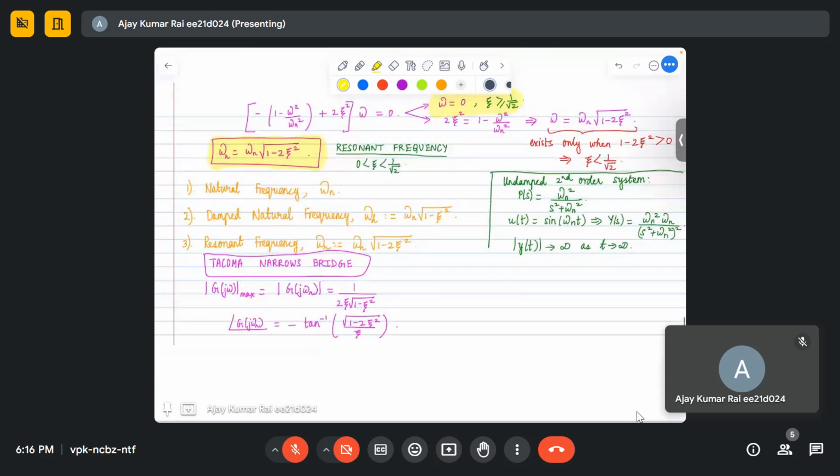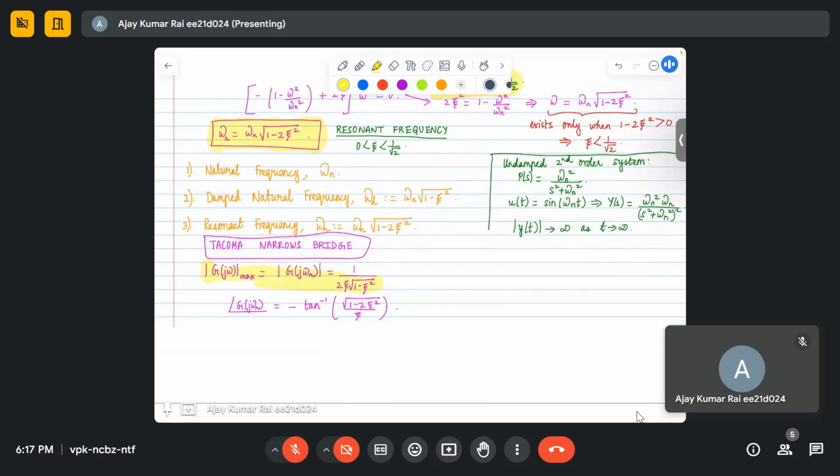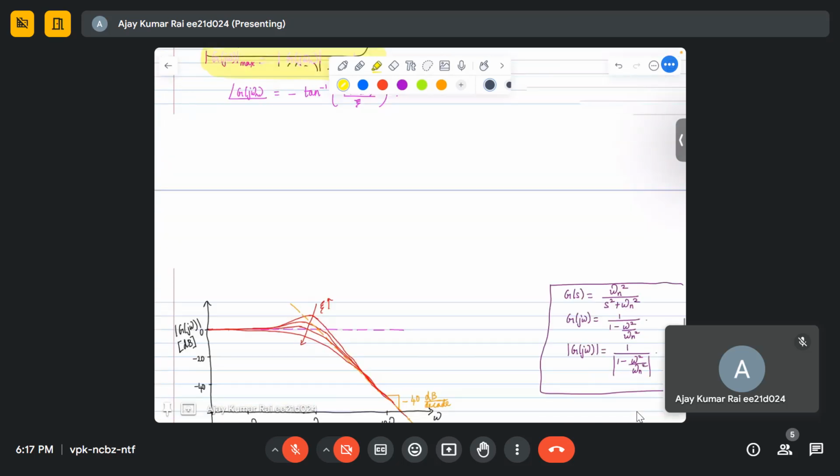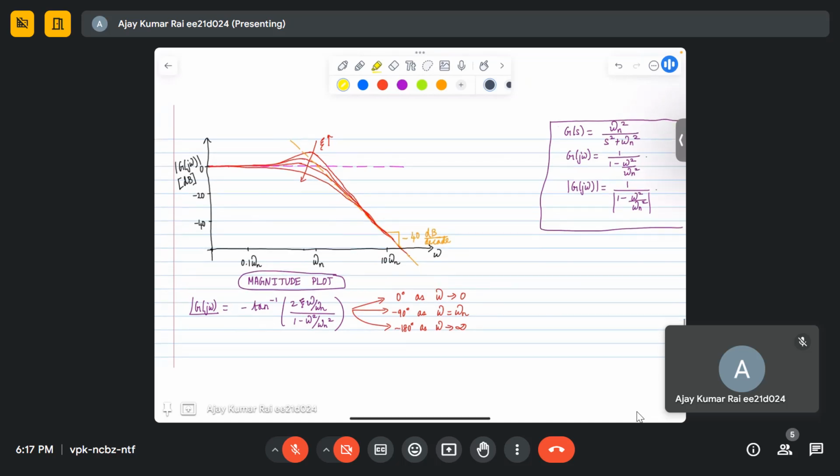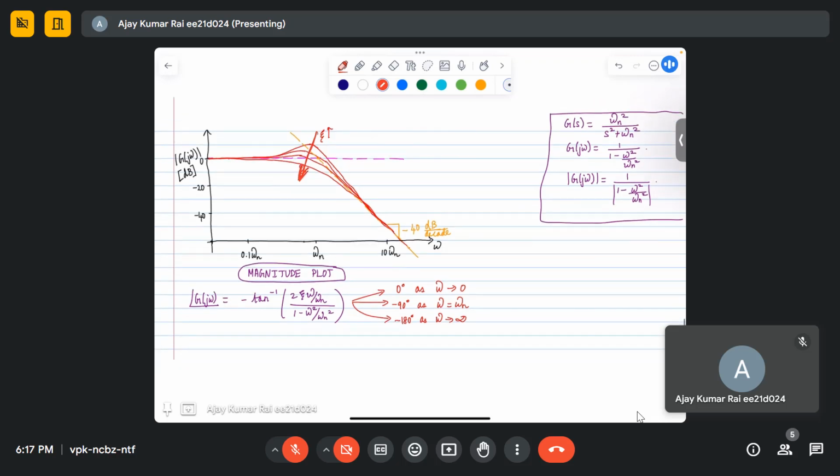So that we have seen here. What is the maximum magnitude? If you put omega equal to omega r, you'll get the maximum magnitude, which is 1 by 2 zeta root of 1 minus zeta square. We have also seen what the effect on the magnitude plot is if we increase or decrease the value of zeta. This is the effect you can see here. If zeta increases, the peak actually decreases as we go downwards, and the resonant frequency also moves to the left hand side.